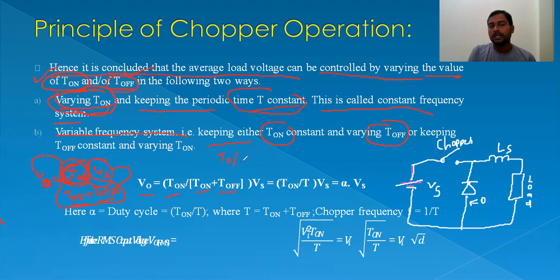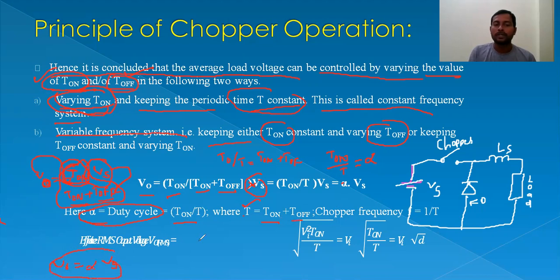Nothing but T on over T, where T is equal to T on plus T off, multiplied with the supply voltage, which is equal to T on by T into Vs. So this T on by T is alpha, which is nothing but a duty cycle. So this alpha is called the duty cycle, which is equal to T on by T, where T is equal to T on plus T off. The average output voltage, V output, is equal to alpha into Vs.